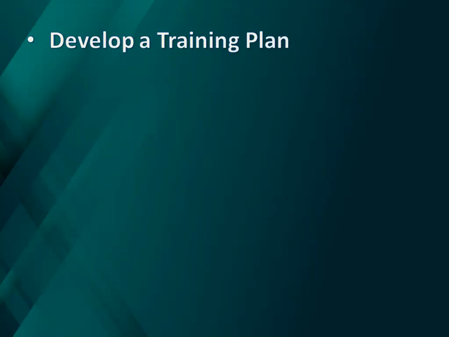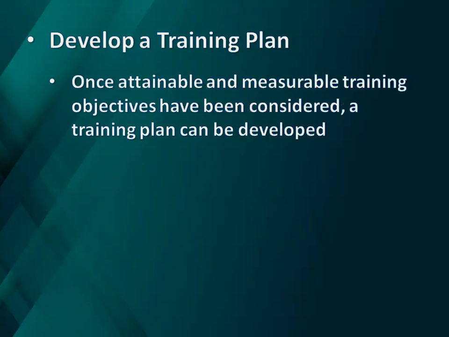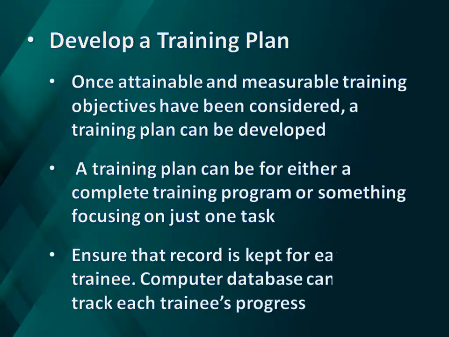Develop a training plan. Once attainable and measurable training objectives have been considered, a training plan can be developed. A training plan can be for either a complete training program or something focusing on just one task. Ensure that a record is kept for each trainee. A computer database can help track each trainee's progress.